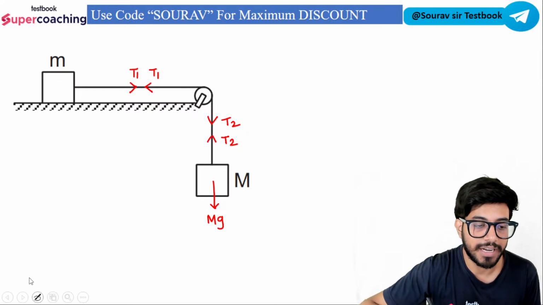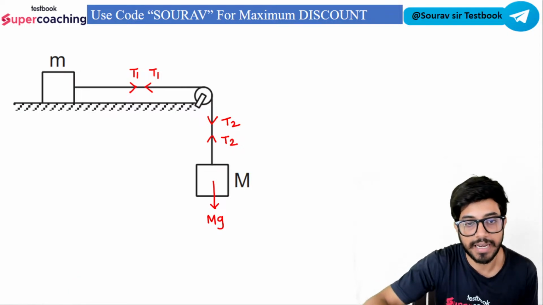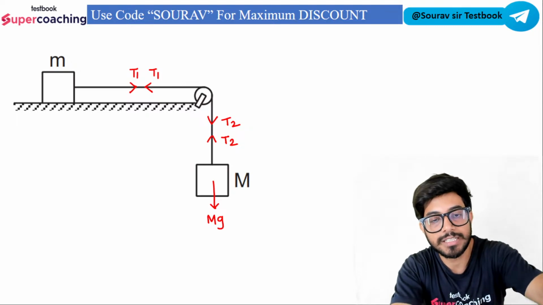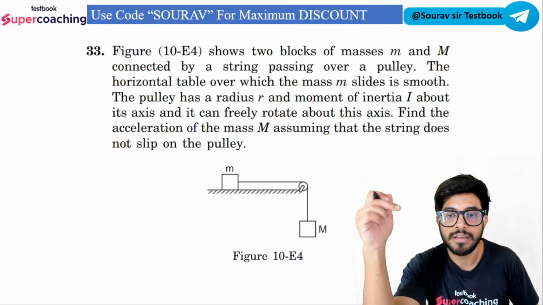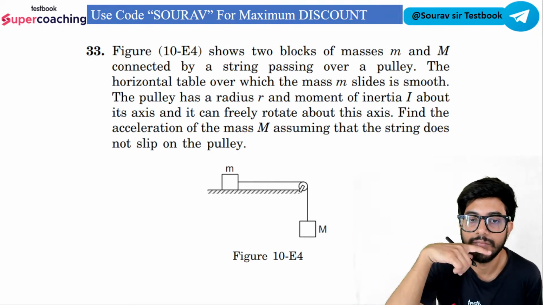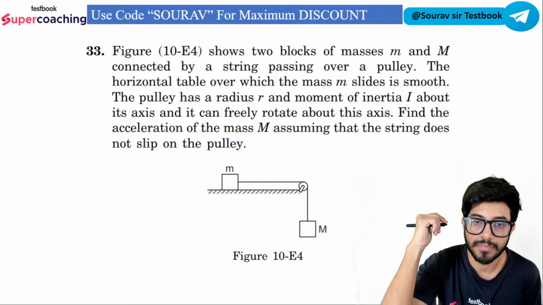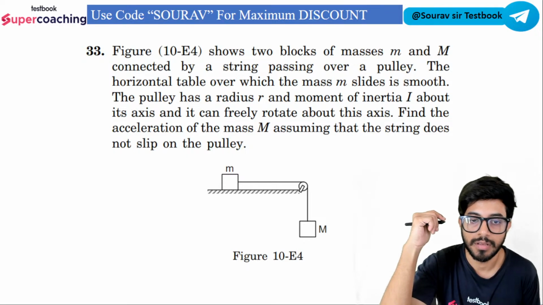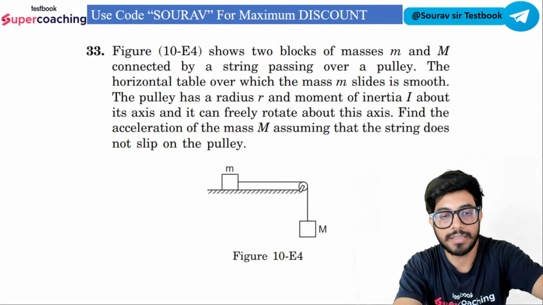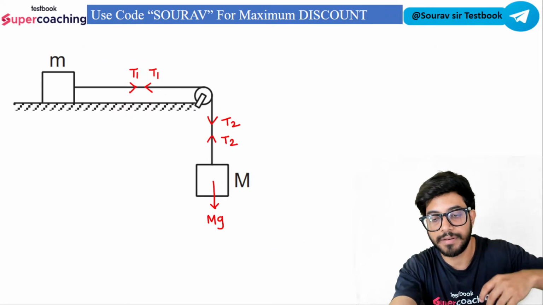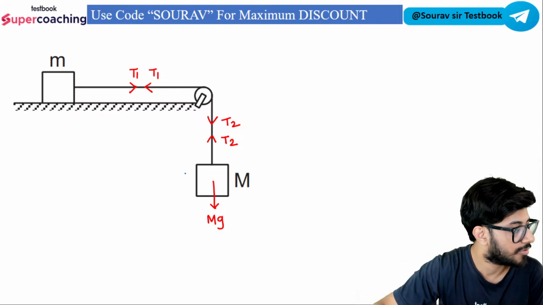Okay, so now if I had to write down the equation of motion, how would I do that? First of all, just because they're connected, the string is inextensible, so definitely both of them have the same acceleration. If both of them have the same acceleration, then I think it's very easy to find out what will happen. For this I can write down the equation of motion.